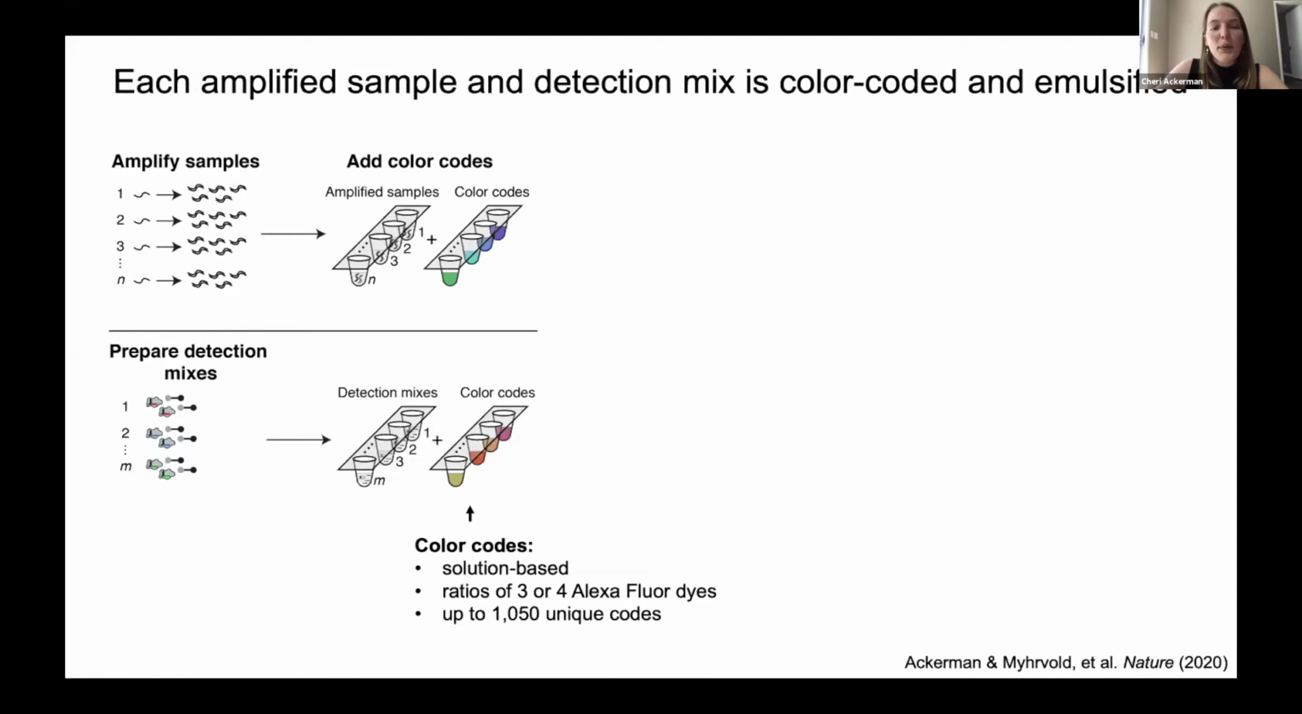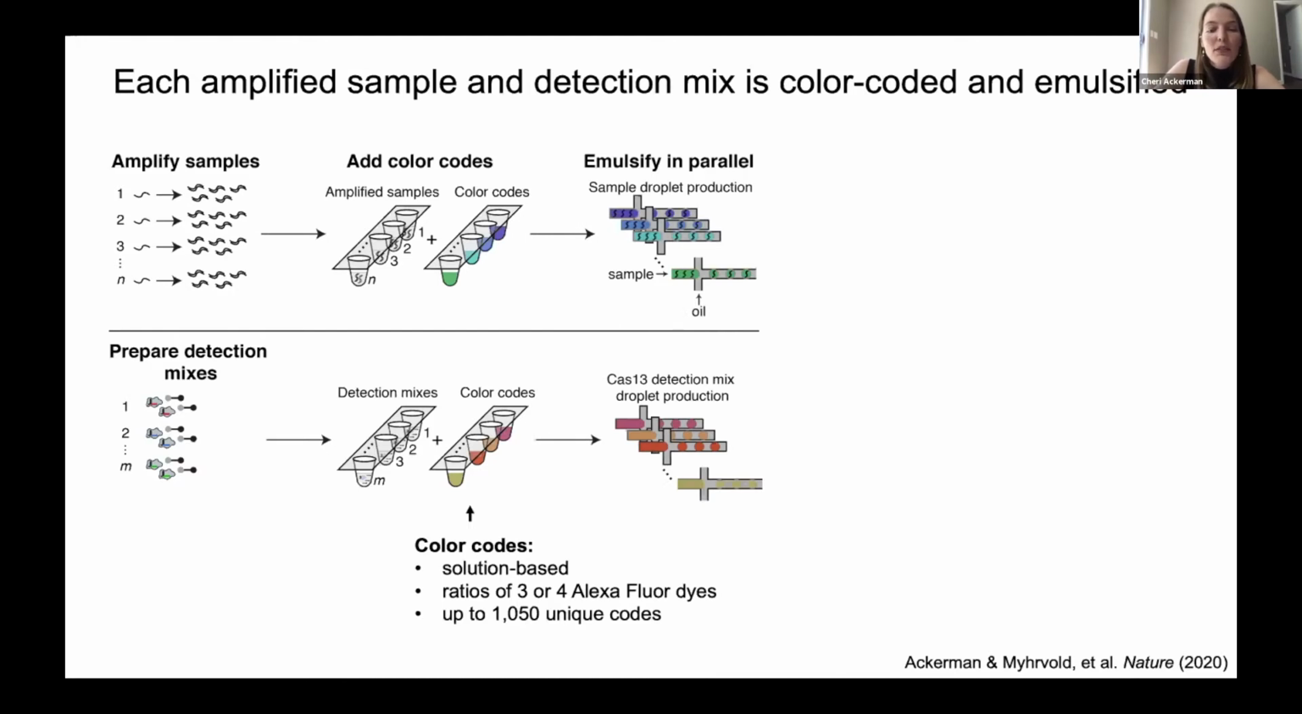To each sample and to each detection mix, we add a unique color code. This will allow us to track the location of each sample and detection mix during the experiment. The color code is like food coloring, except that it's fluorescent. And we make the color codes out of ratios of fluorescent dyes. And this allows us to make over 1,000 different color codes.